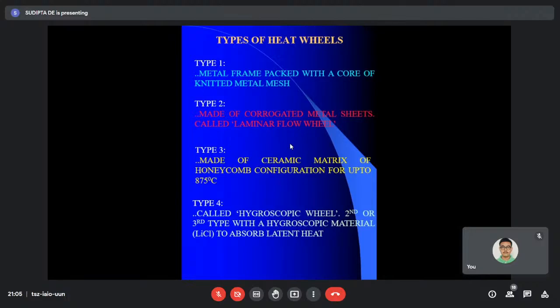Example is also given, lithium chloride sort of material. The interesting part is, for this sort of hygroscopic material coating in the matrix, this adds up to significant heat gain and heat release to the colder gas. But unfortunately, these hygroscopic materials are also exposed to contamination, causing very immediate blockage of the passages.